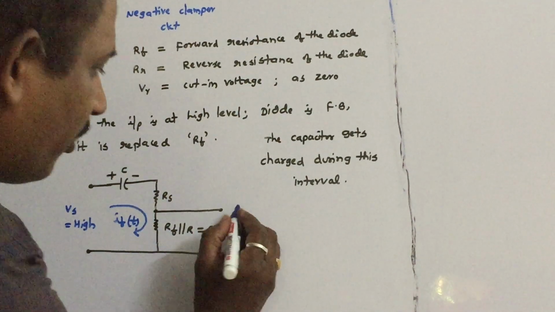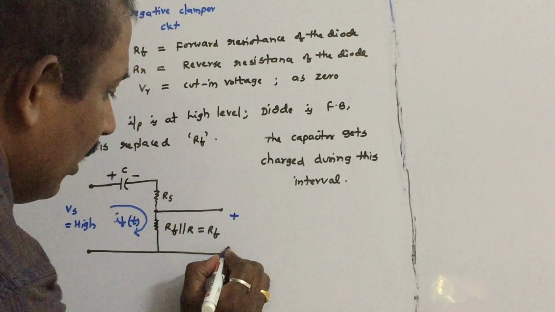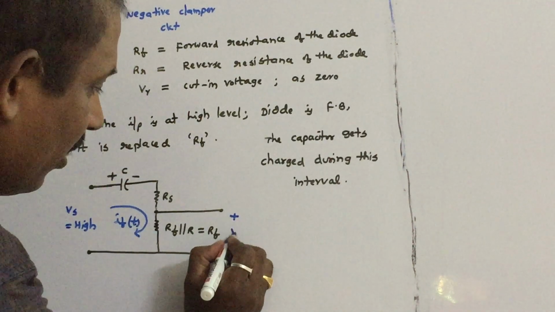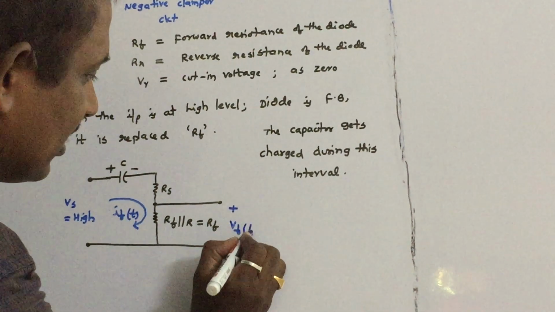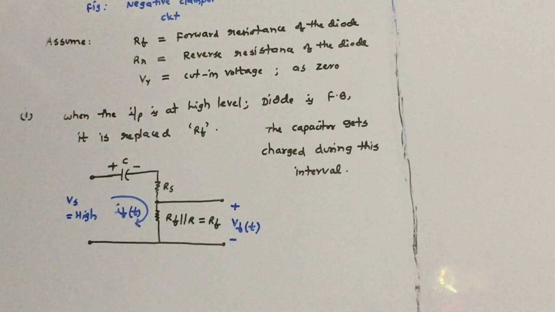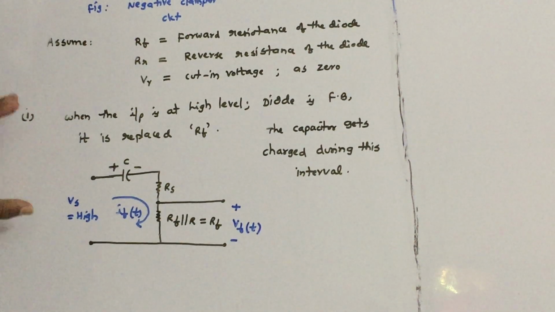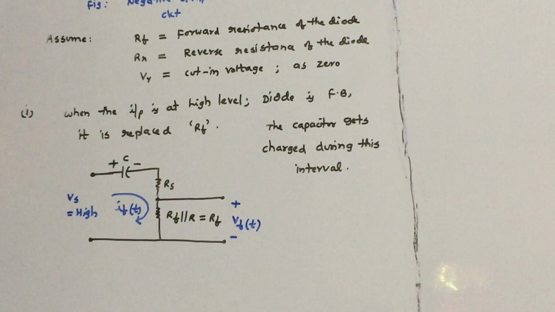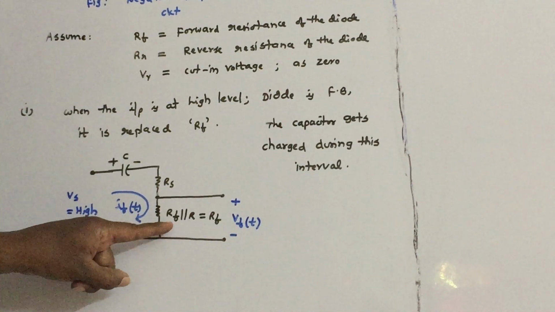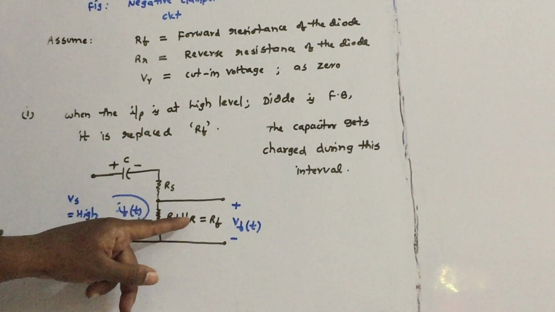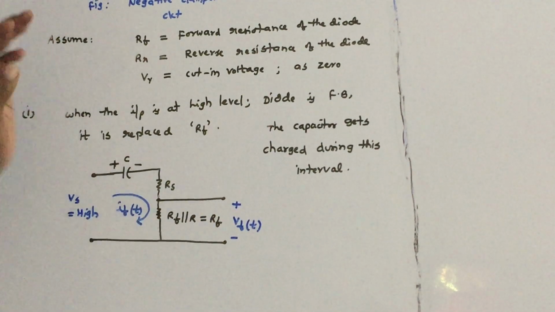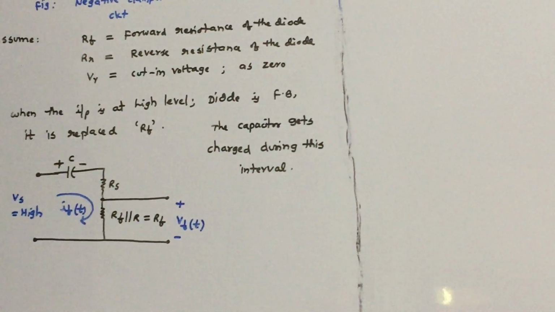when we discuss the clamping circuit theorem. During this period the output voltage is, say, Vf of t. So this is the equivalent circuit. You have to remember that under case 1 the capacitor charges and the diode is replaced by its forward resistance Rf. Rf parallel with R is Rf. So this is the first circuit you have to consider.